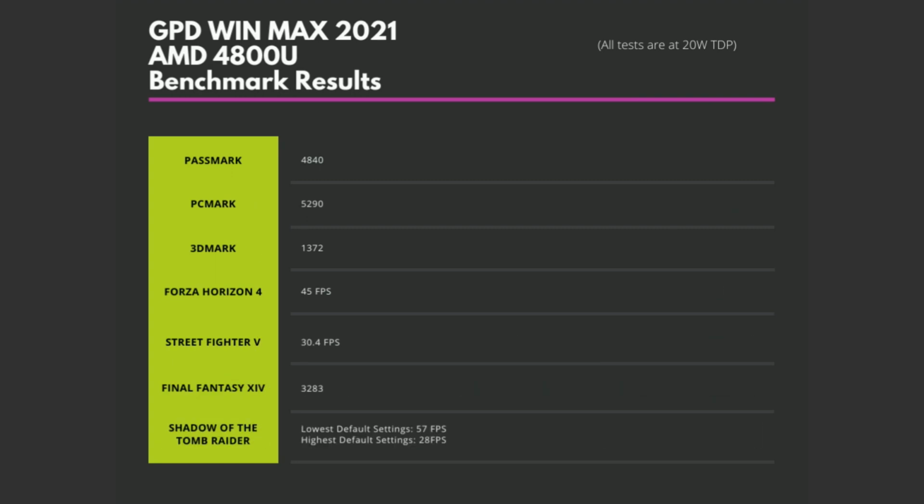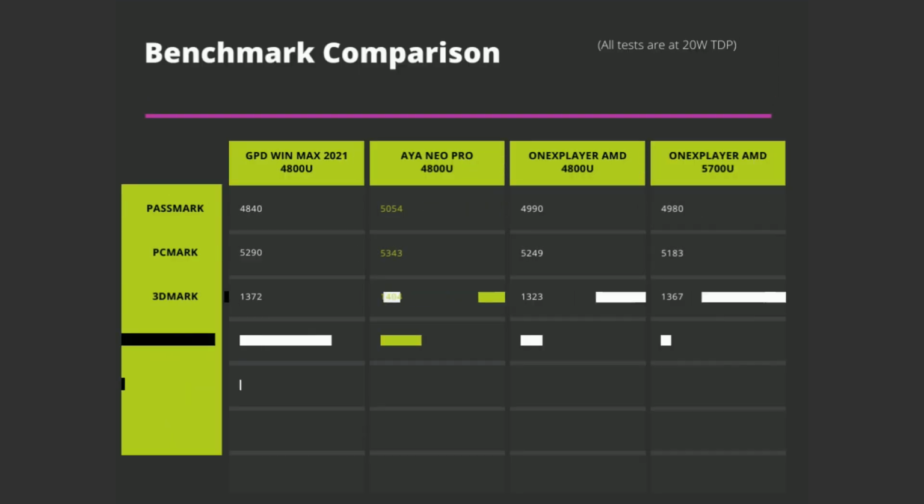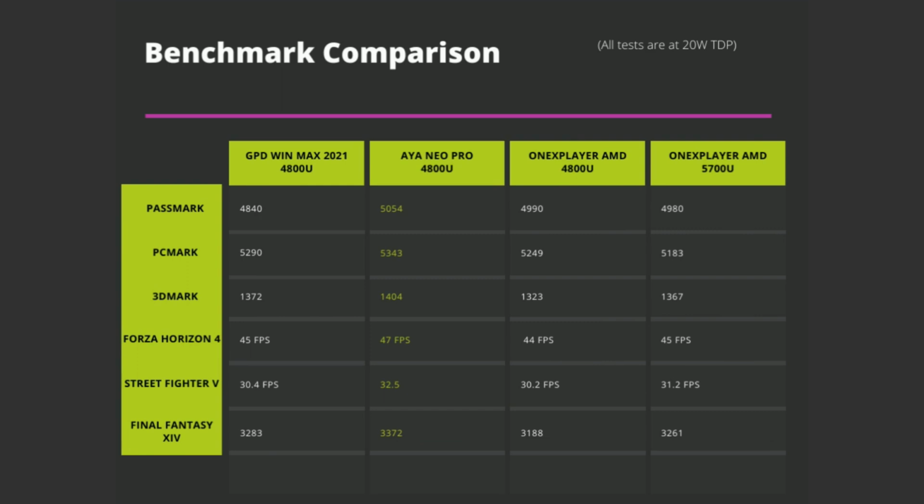A quick recap of the model scores. Overall, they are good scores for 20 watts TDP, but do keep in mind that the default is 16 watts, so you would need to change this in the BIOS. And next, we can compare the results with the iNeo 2021 Pro and the ONEXPLAYER AMD, which both have the same processor, as well as the OXP 5700G model, which is a newer processor with similar performance levels.